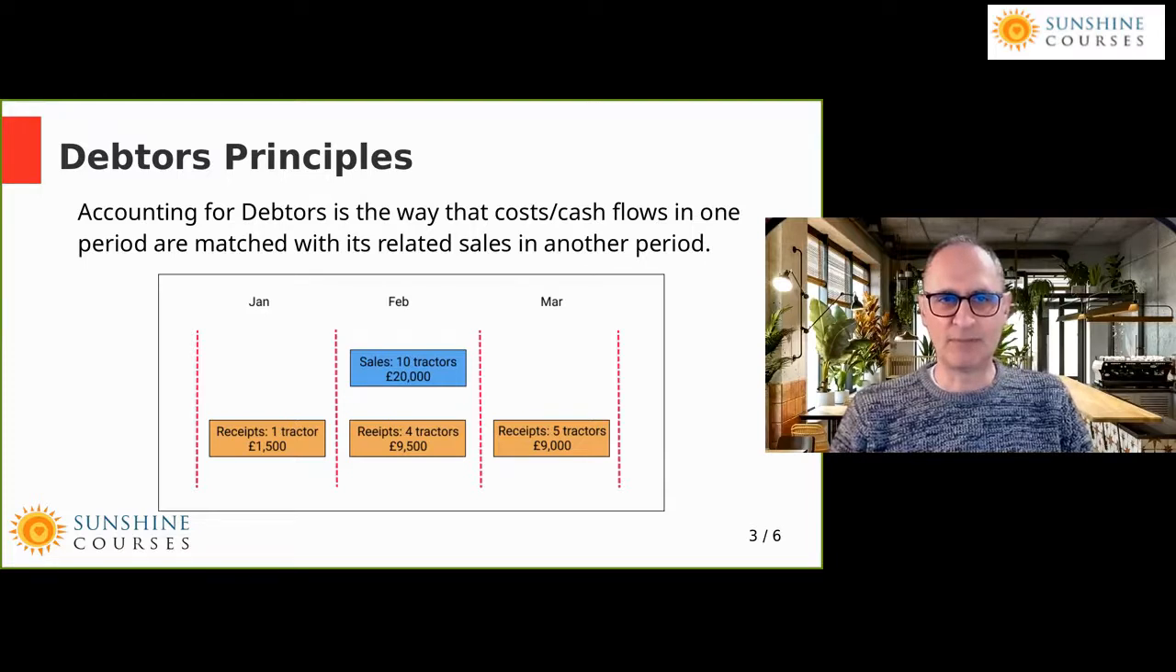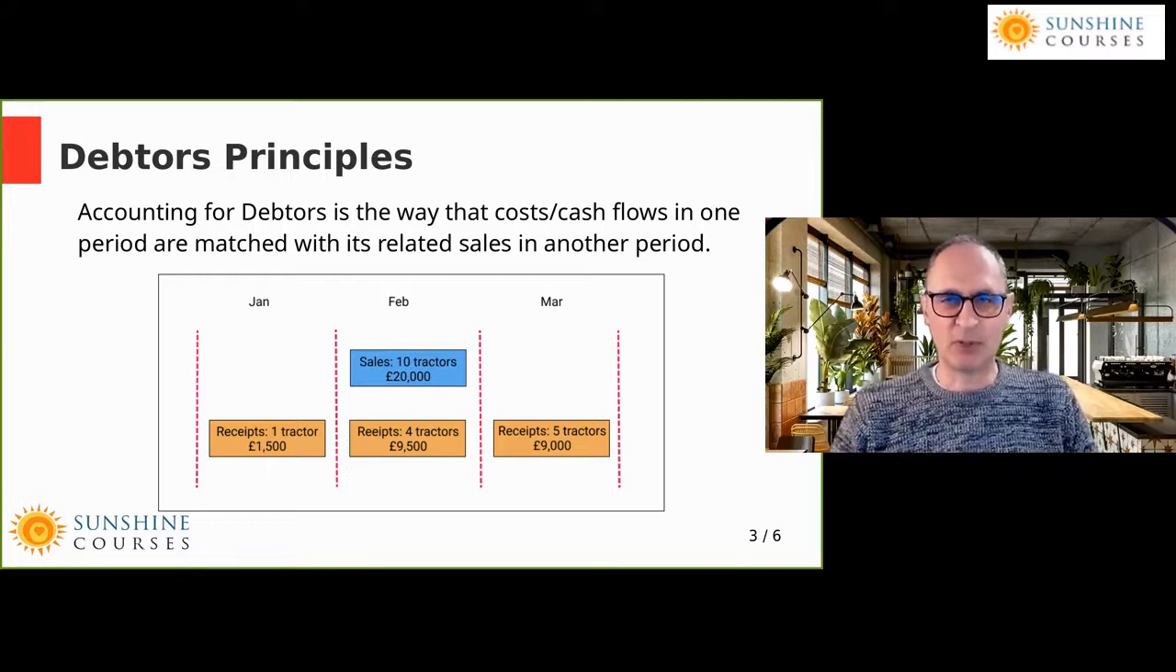And in this example, we've got some transactions in January, February, and March. In this particular example, we're dealing with a company that sells tractors and actually software as well, software that runs its tractors, manages farming, I should say. So in this case, in February, we're selling 10 tractors and we're going to receive £20,000 for it in total. In the stock module, we talked about matching the related costs to the sales.